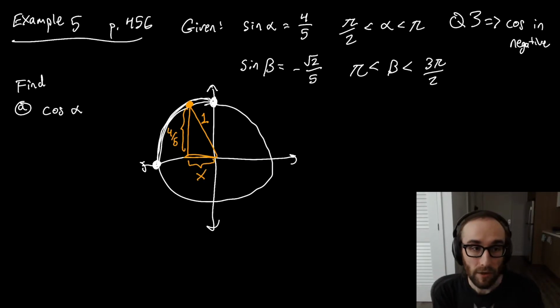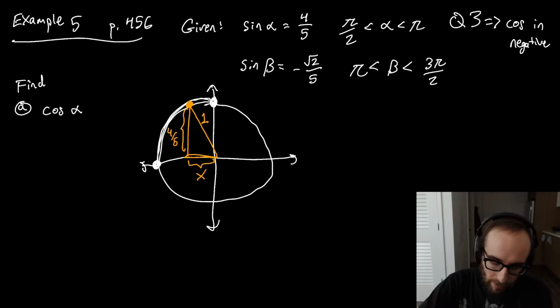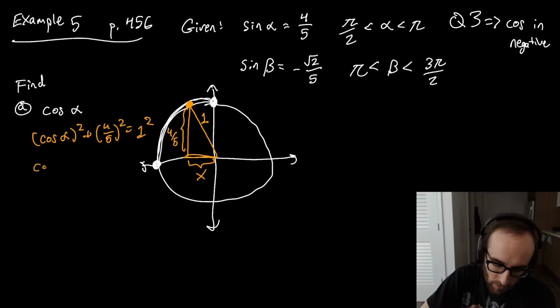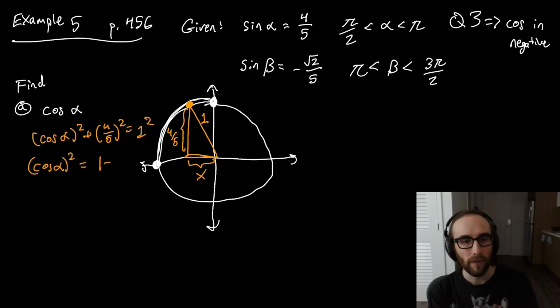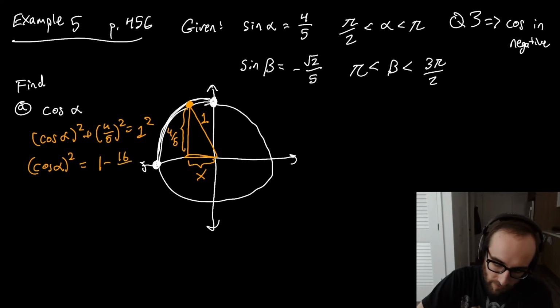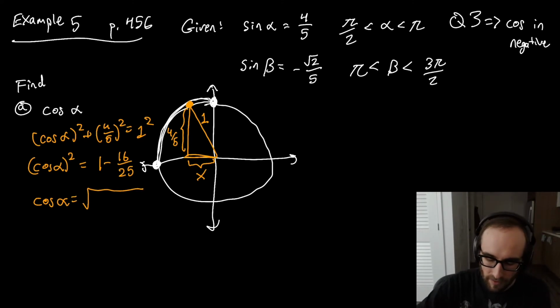So to find cosine, we can use the Pythagorean theorem. We know that cosine alpha squared plus 4/5 squared equals 1 squared. In other words, cosine of alpha squared is equal to 1 minus 4/5 squared. 4/5 squared gives us 16/25. So cosine of alpha is going to be the square root of, and in this case we end up with 9/25. The square root of 9/25 is going to be 3/5.